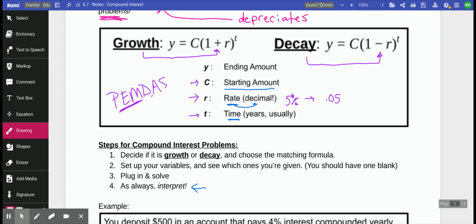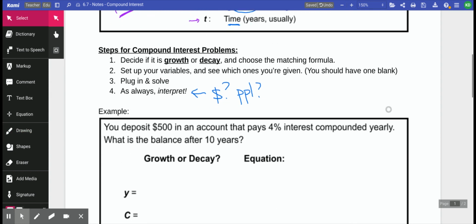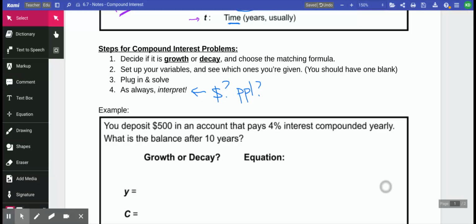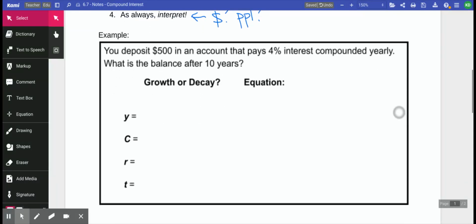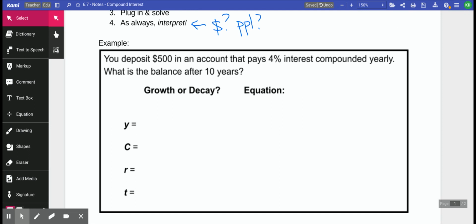So this just means, what is that number? Is it money? Is it people? Or whatever it is, it doesn't matter. We just have to read through the problem and figure out what we're talking about. So let's do our first example here. So here's our example. You deposit $500 in an account that pays 4% interest compounded yearly. What is the balance after 10 years?